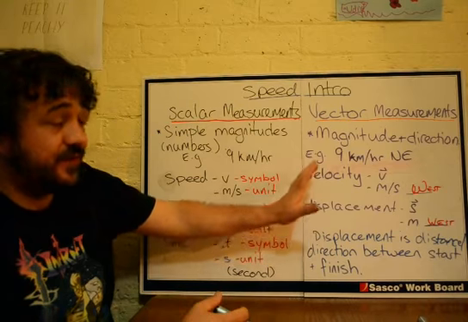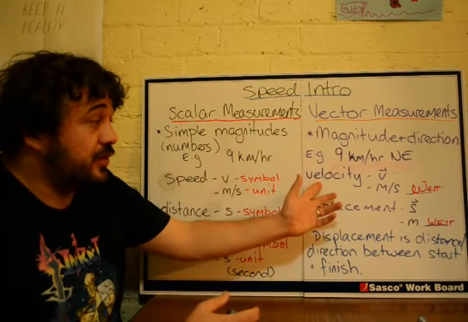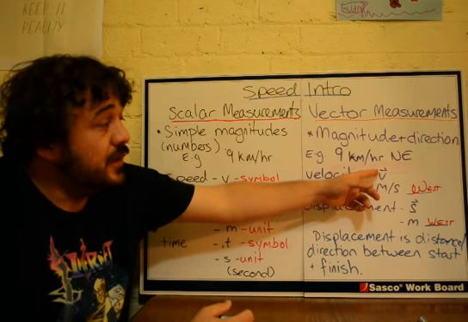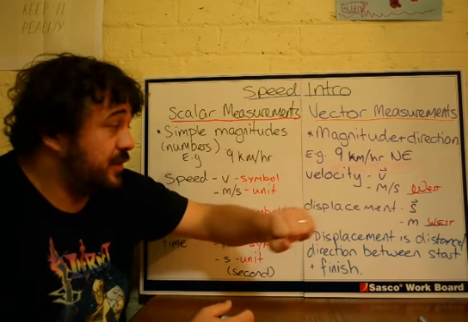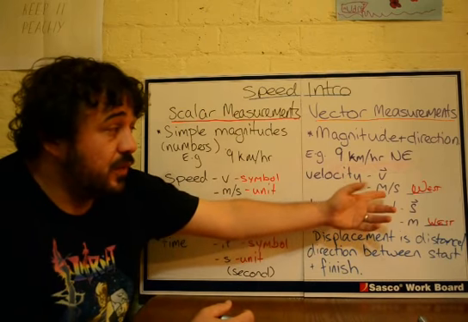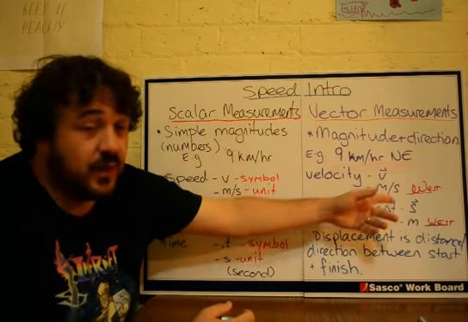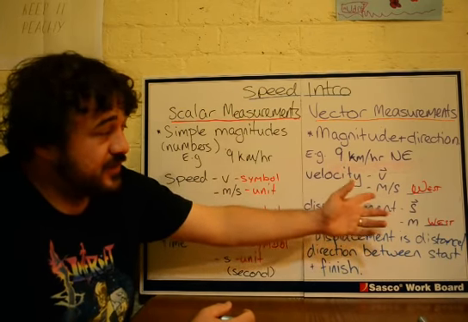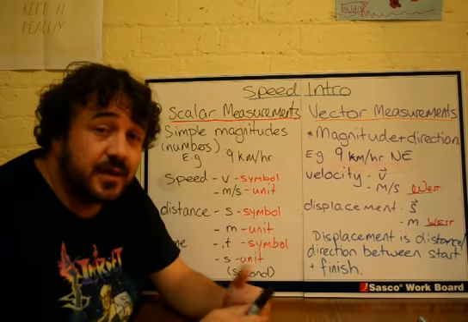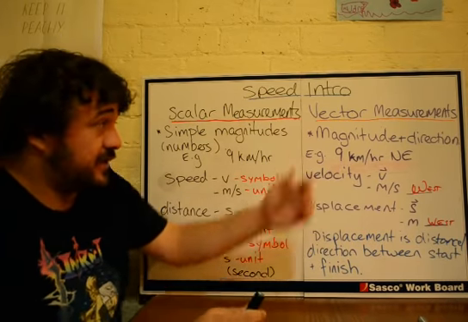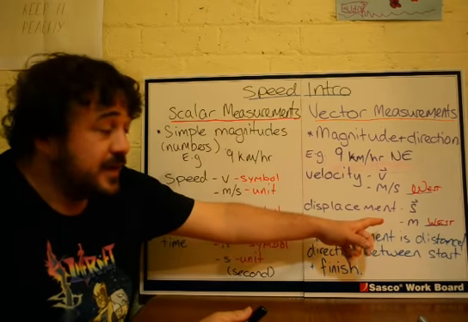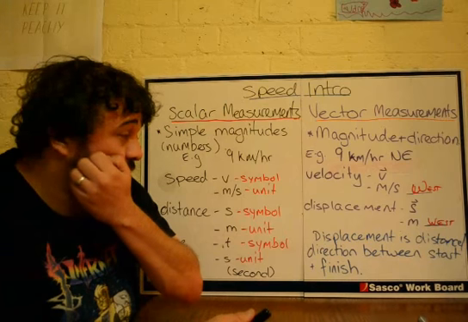So let's go to our vector version of speed. We don't call it speed, we call it velocity. The symbol is a v with a little half arrow over the top. The unit is meters per second with a direction. In this case we've written west, but meters per second direction. Displacement is the vector version of distance. It's a different thing. The unit is still meters, but it has a direction on the end.